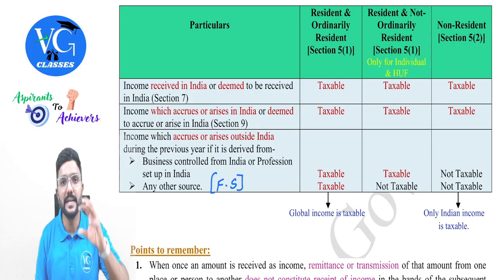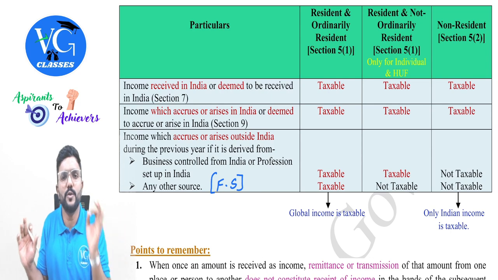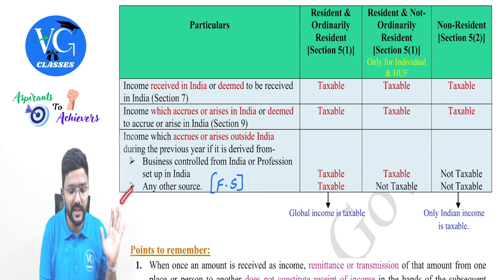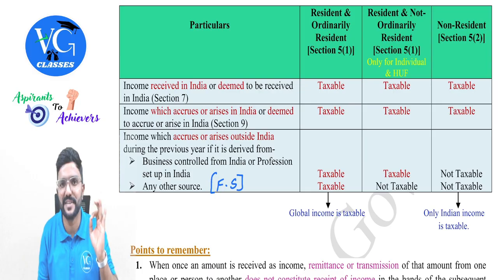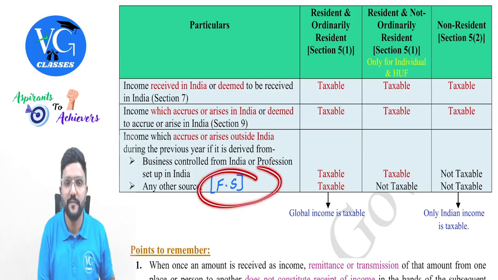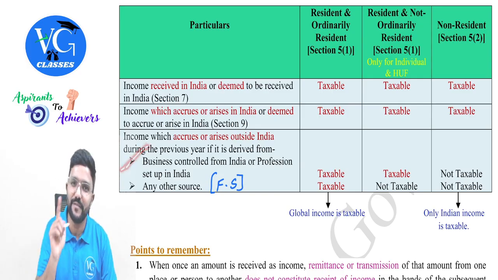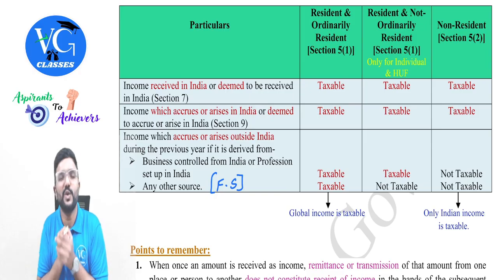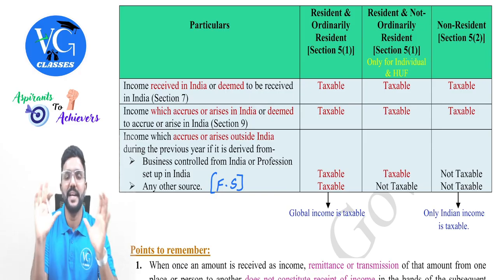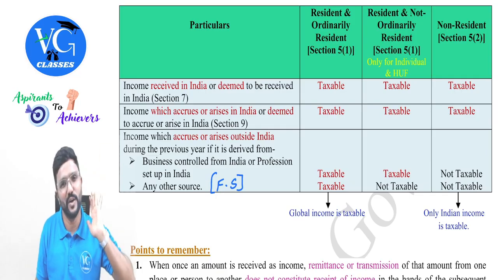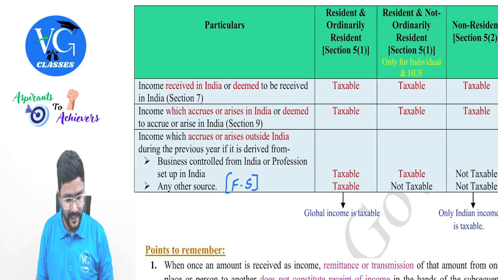Clear? When income is earned and received outside India and there is no control or no profession set up in India, then it will fall in the last case, right? Yes, as per section 5, this is the income from foreign source. Actually speaking, even this is the income from foreign source, but somewhere the control is in India. That is why indirectly they are treating it as Indian income or Indian source. Clear? Yes, sir. Fine, guys.